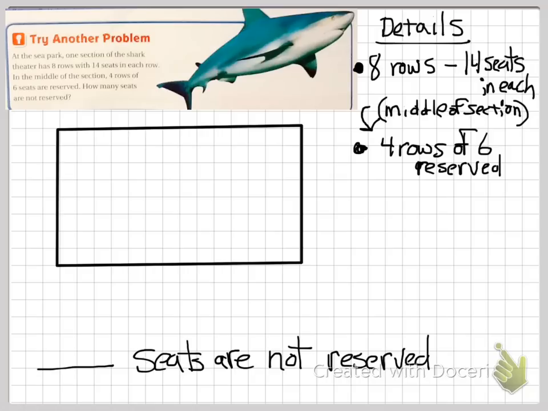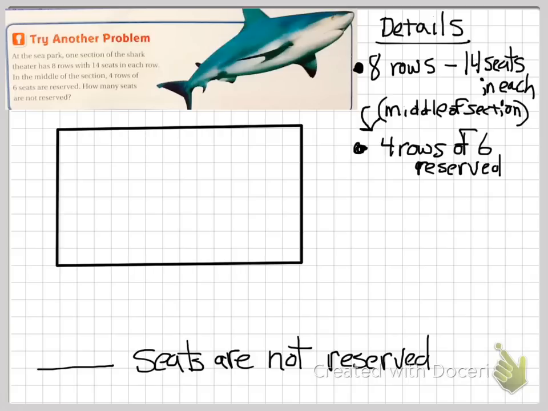Okay, so I've already done a little work here. I hope you can see this problem. I know it's kind of small, but I wanted the shark in there because I thought it was kind of cool. So anyways, we have this problem. At the Sea Park, one section of the Shark Theater has 8 rows with 14 seats in each row. In the middle of the section, 4 rows of 6 seats are reserved. How many seats are not reserved?